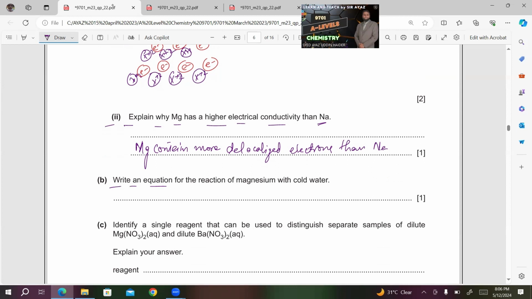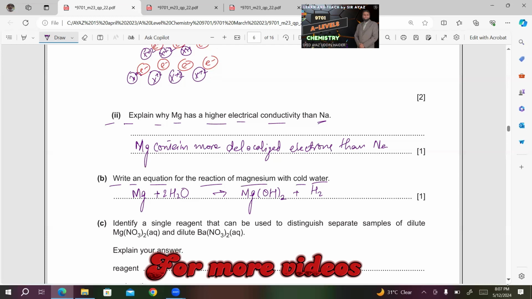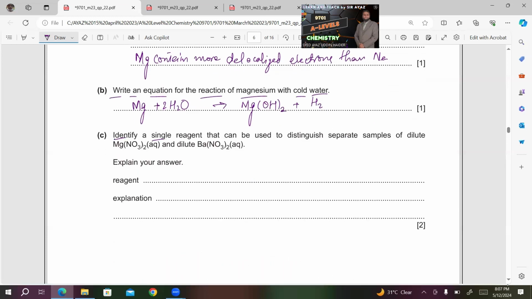B, write an equation for the reaction of magnesium with cold water. Magnesium is among the reactive metals, but not highly reactive. So it will definitely form hydroxide and hydrogen gas. So you'll get Mg(OH)2, that's magnesium hydroxide, plus hydrogen gas, H2. Let's balance the equation. So I will place 2 here. Now it's balanced.